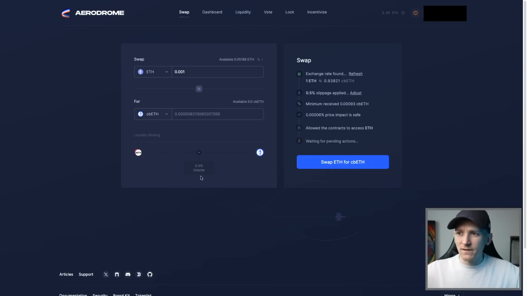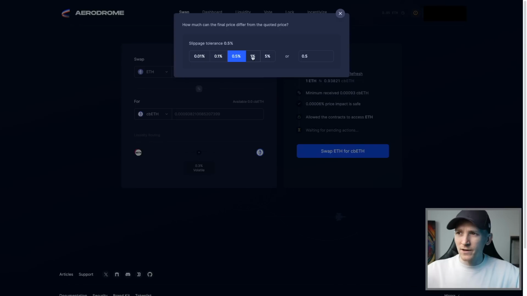And you can see that this is trading through the volatile liquidity pool. We'll get to that later, but it doesn't matter. It's just going to give you the best trade at the current time to swap your assets. So you can see what's happening here. The exchange rate is this. This is the slippage that's applied. So we can adjust this.